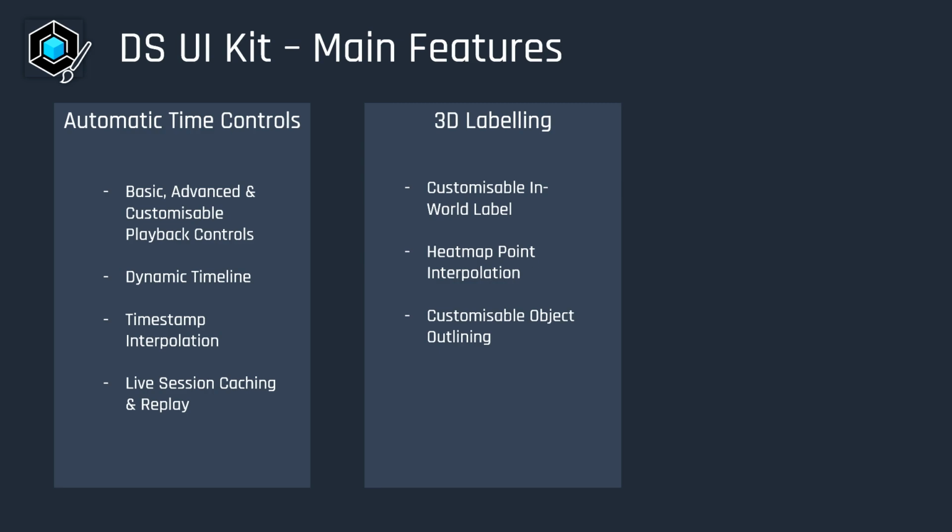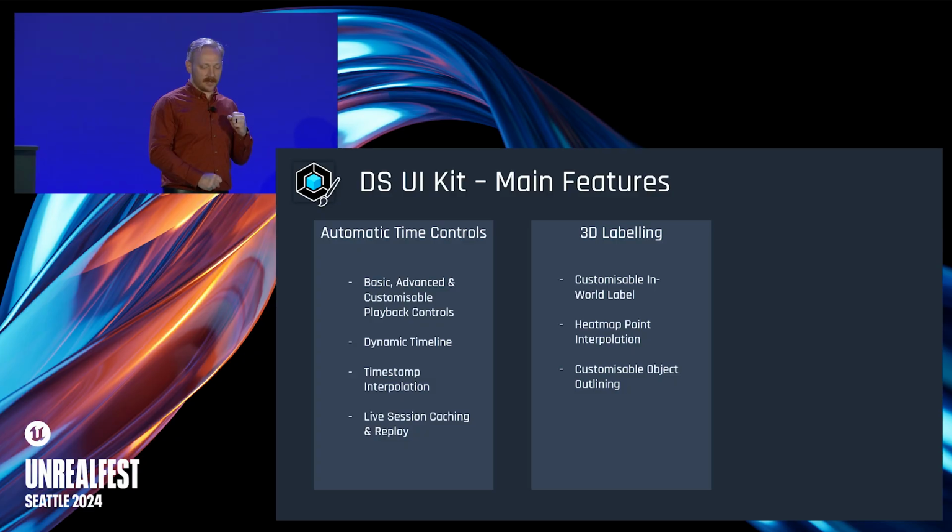Secondly, 3D labeling is possible using the label behavior. Once attached to an actor and with a data stream plugged in, the user is able to toggle labeling in world, showing the data dynamically plus a custom description and units of measurement. You can also control aspects of the layout, such as font size, position, and numerical rounding.